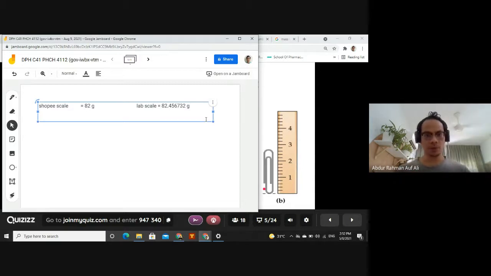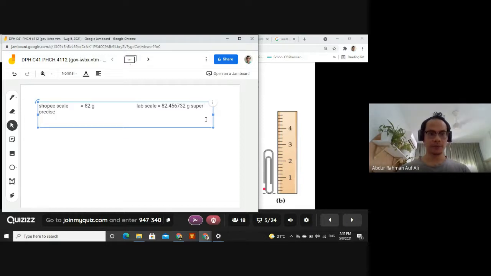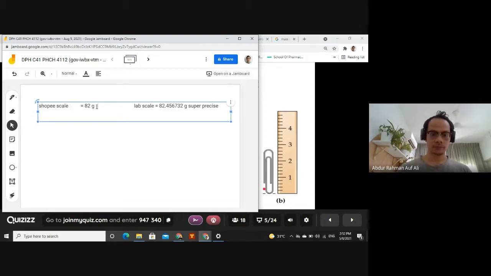So kat sini kita boleh nampak these two tools, dua alat penimbang ni berbeza dia punya ketepatan, dia punya precision, kejituan dia berbeza. Satunya hanya bagi 2 digit saja, 82 gram. Saya timbang benda yang sama, this block of sabun. So satunya 82 gram, satu lagi saya dapat dalam 6 titik perpuluhan, 82.456732. So this one is super precise. This one not so precise.